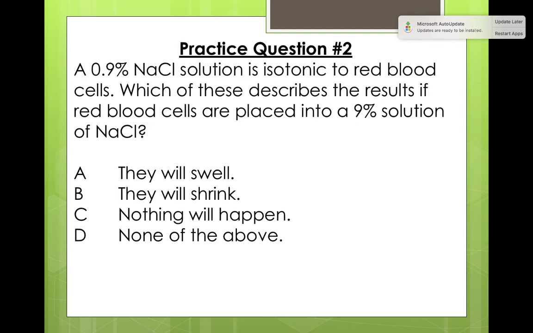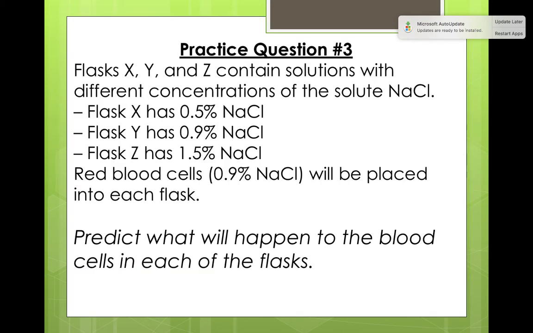All right. So this is practice question 2. Again, pause it, write down your answers. You'll see the answers at the end. All right, I'm about to move on. Practice question 3. Now this one actually has 3 different answers.